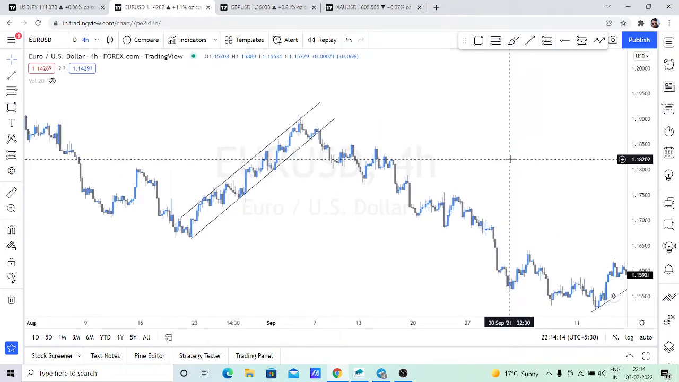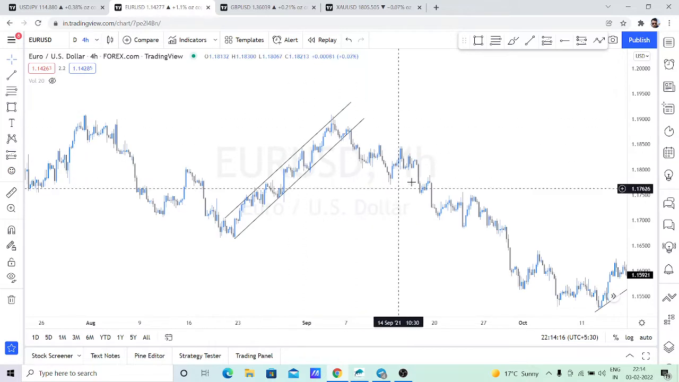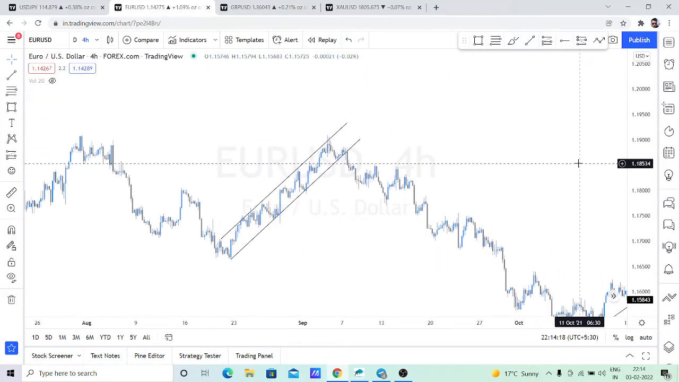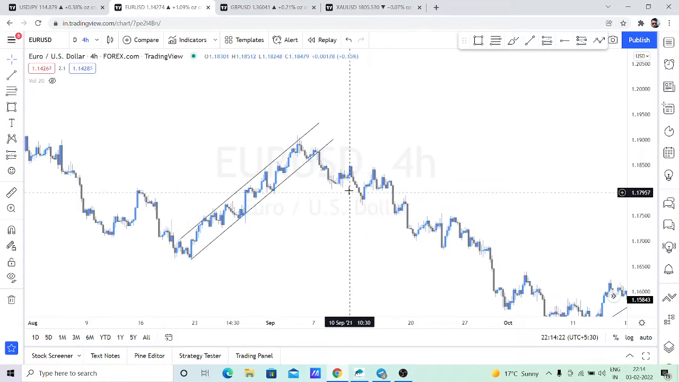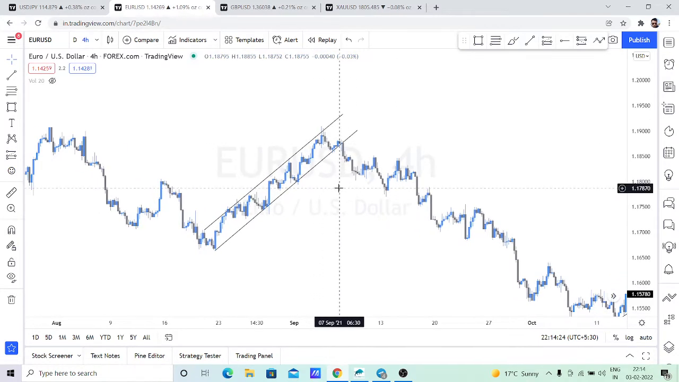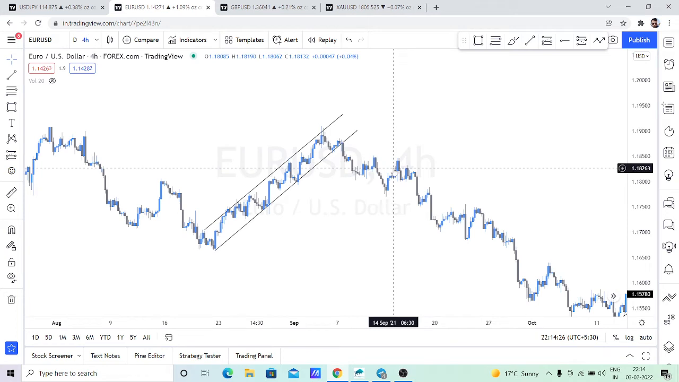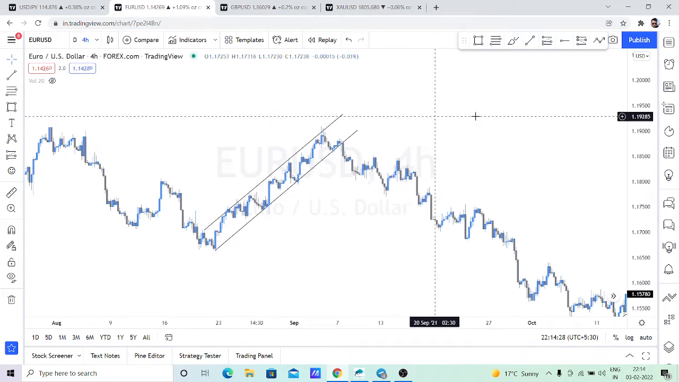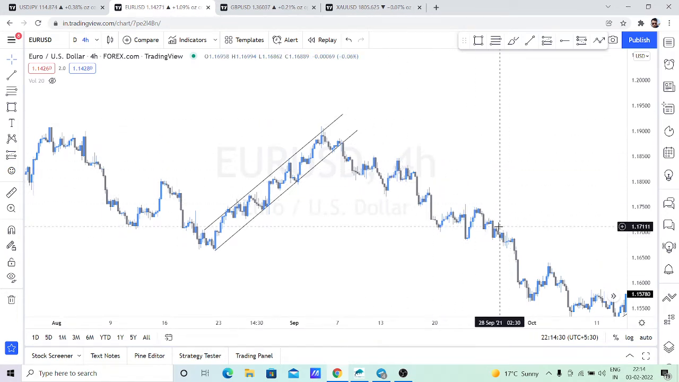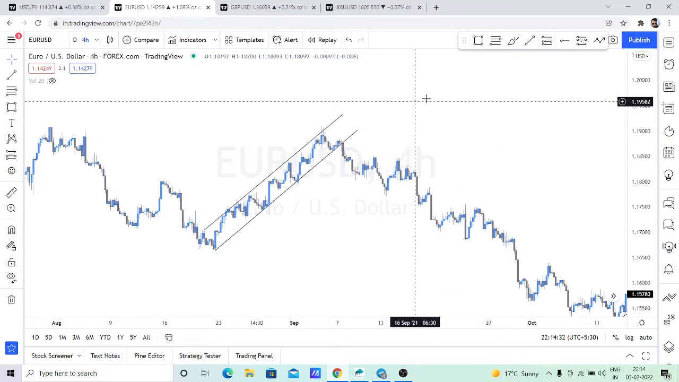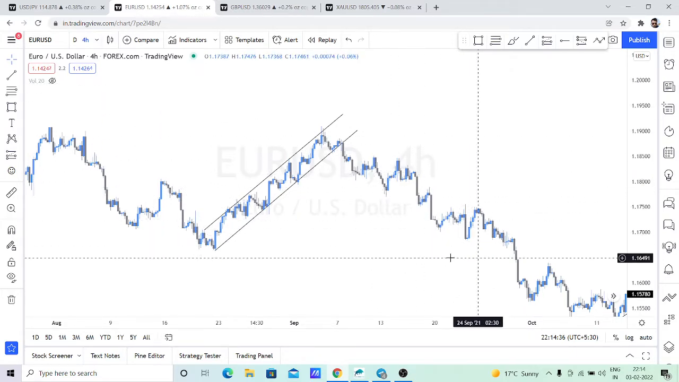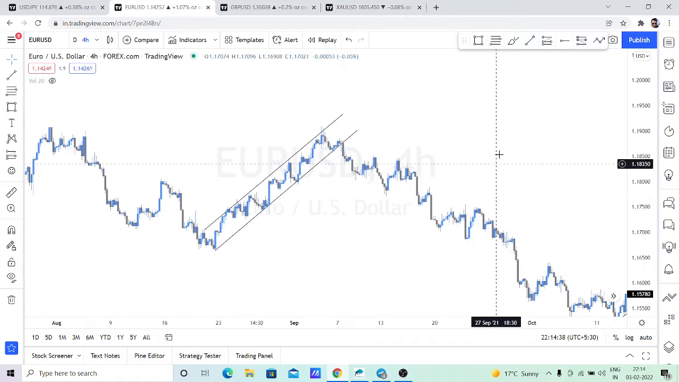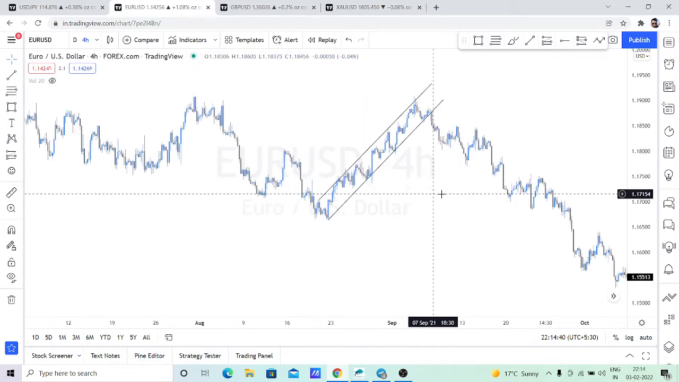So next time we will be dealing with, let's do imbalance next time. Okay, so imbalance, and then we'll deal with inefficiencies, mitigation, order blocks, how to refine order blocks, and then supply and demand zone structures, Wyckoff, all of those fun stuff we will be doing.